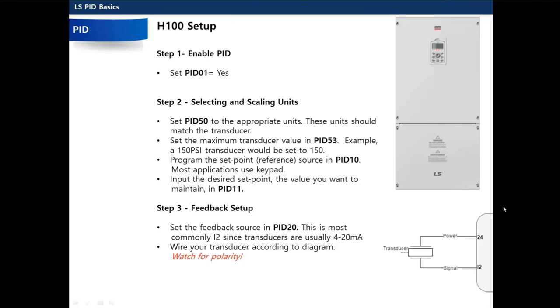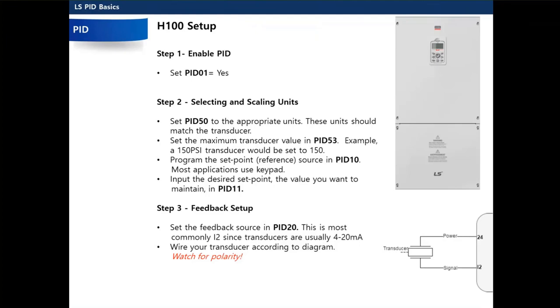Then you're going to program your set point. We call it a reference. The set point is the value you want to maintain. We do a lot of pumping applications, so people will usually set this at 60 or 70 PSI. That means their pump is going to run up to 60 PSI, and then it's going to start slowing down once it reaches that level. You're going to put that set point in PID 11. Then PID 10 is where your set point is coming from, which we usually leave at the default of keypad. People usually don't adjust their set point too often. It's kind of a set it and forget it thing.